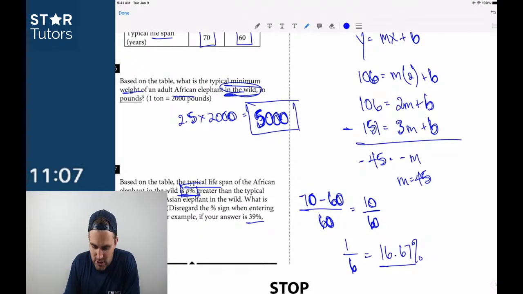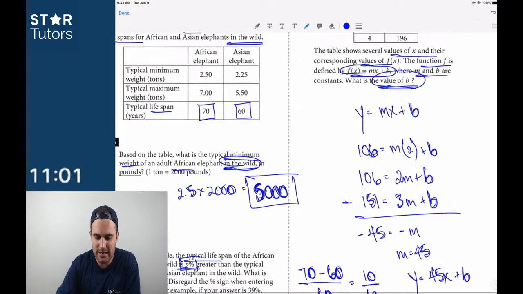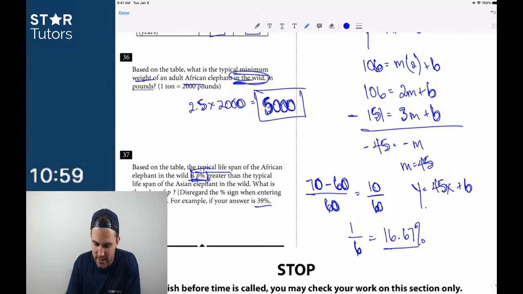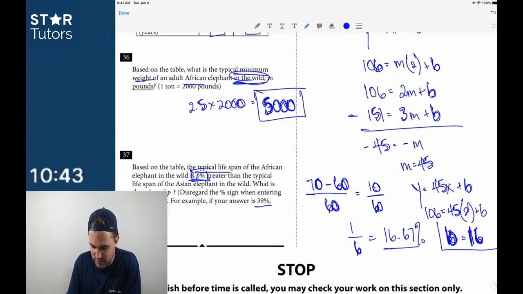So here we should get y is equal to 45x plus b, and now we can just plug in either one of the values that we had. So 106 is equal to 45 times 2 plus b. 45 times 2 is 90. 106 minus 90 is b equals 16. This is 16, not 116.